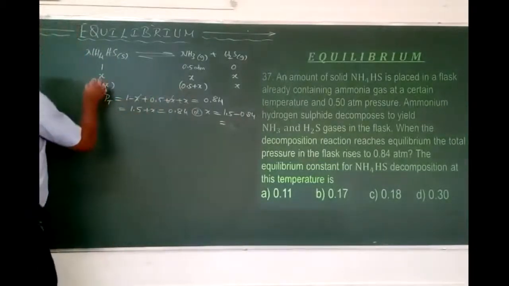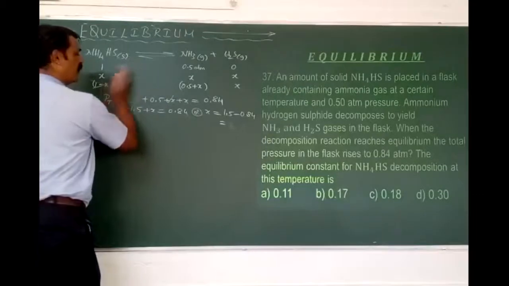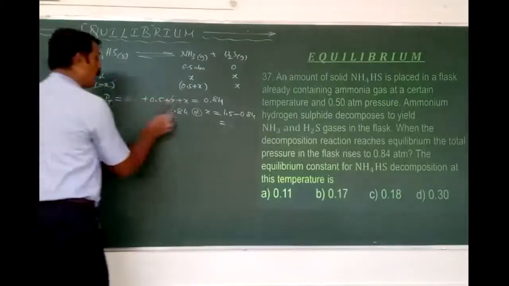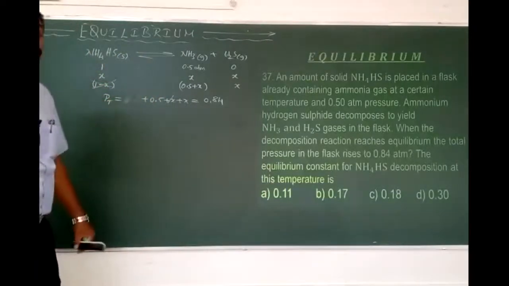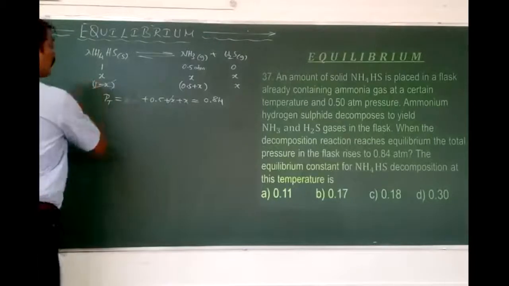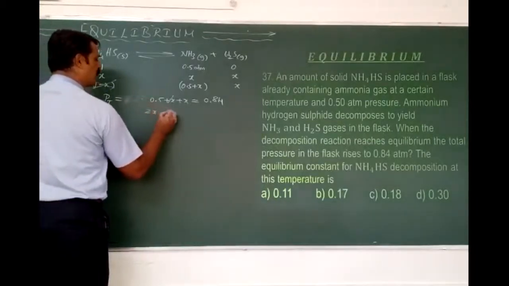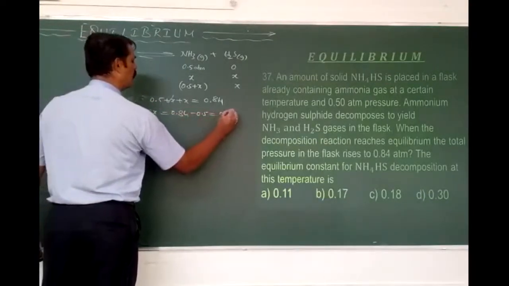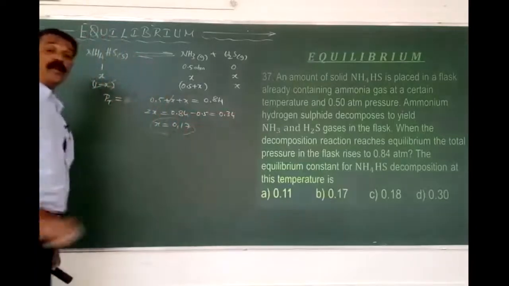So as it is a pressure, it doesn't have this. Why? Because it is a solid state. Therefore I am neglecting this one. 0.5 plus 2X is equal to, because why I am not including this one is because as it is a solid, we can't expect the pressure with respect to the solid substance. That is why we are neglecting this. Okay. Therefore 2X is equal to 0.84 minus 0.5, that is equal to 0.34, or X is equal to 0.17.